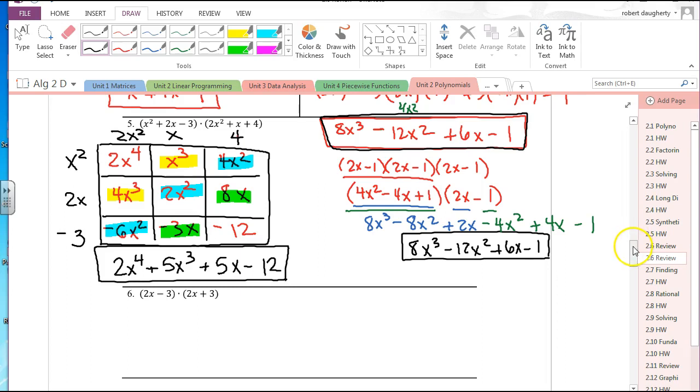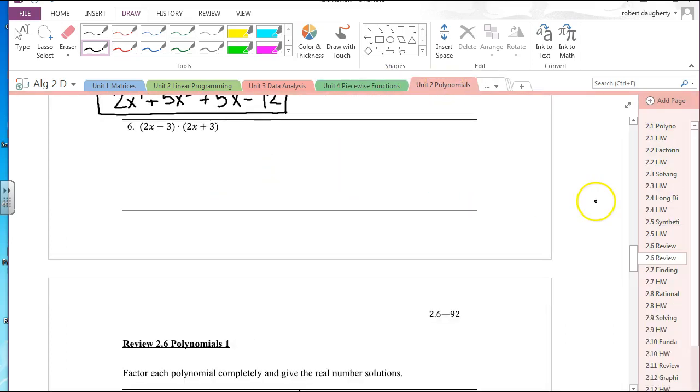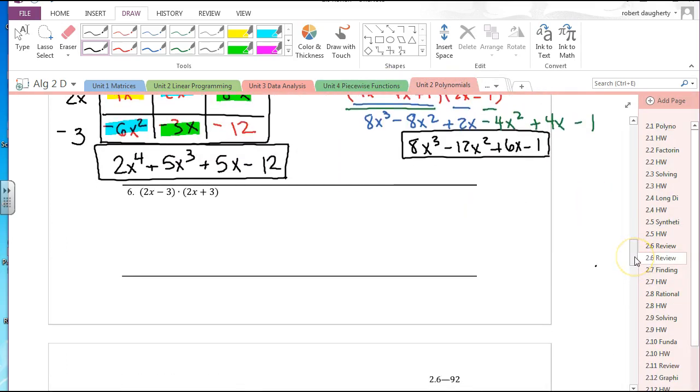Number 6, I've got two binomials that are being multiplied. And furthermore, you could just multiply these out, or you could recognize this is the same as a minus b times a plus b, which is a squared minus b squared. That's the difference of squares. So I could just say, I know the answer right off is going to be 2x squared, that's 4x squared, minus 9. That's going to be my answer.